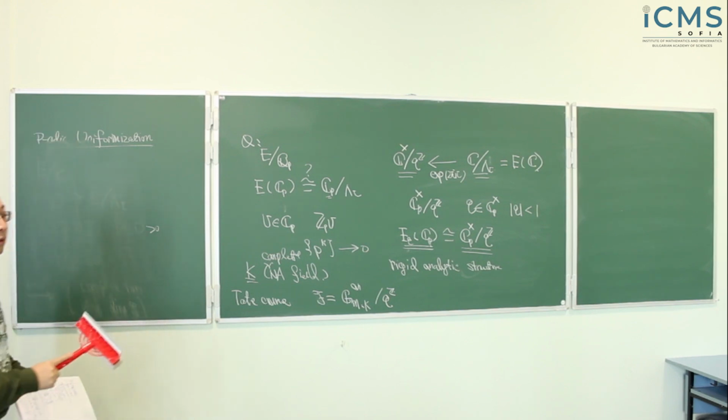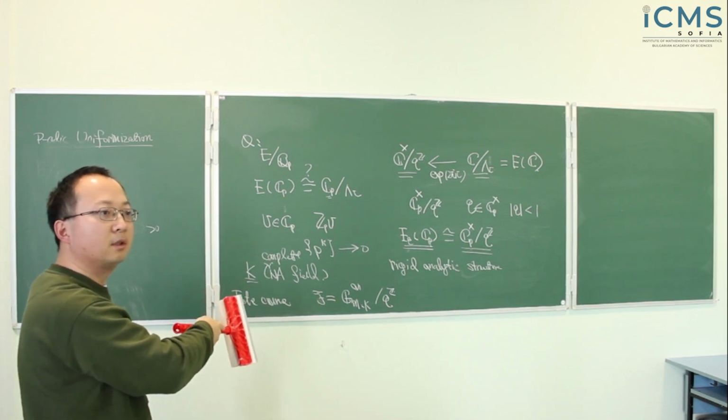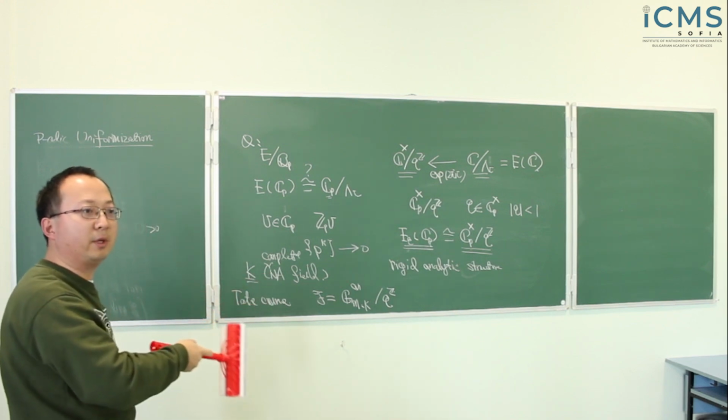Sorry, what are this G and K? Oh, it's the algebraic torus. It's the algebraic torus over K. Right? Yeah, over K. It's the algebraic torus over K.